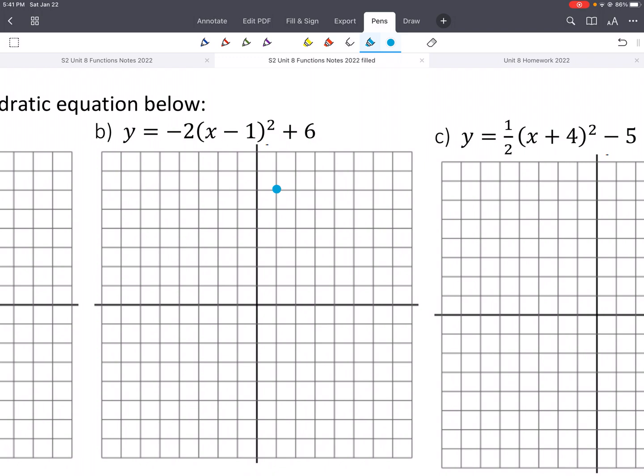So here, 1 times a, -2, would give us -2. And then 3 times a would be -6. So that would give us a point there. And then we would do it on both sides. And we'll connect the dots.